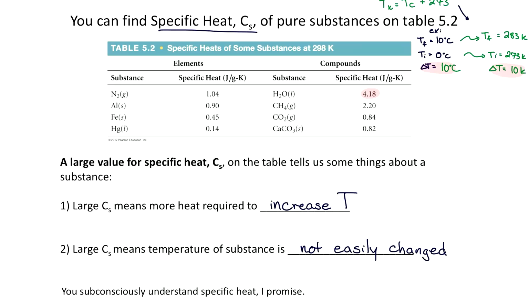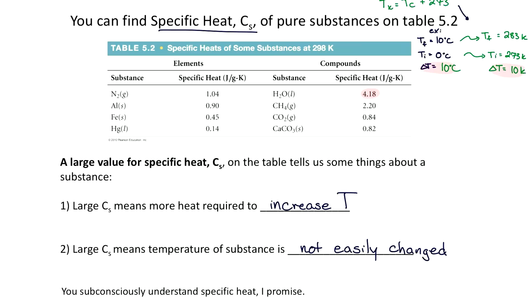So like, what's that thing called? The lake effect, right? Towns by large bodies of water typically resist crazy weather changes. That's a thing, right? The lake effect. It's because that town is by a large body of water that can absorb a lot of heat, a lot of Q, a lot of joules of energy without changing its temperature. That's the idea of the lake effect, and that's what a large specific heat means.